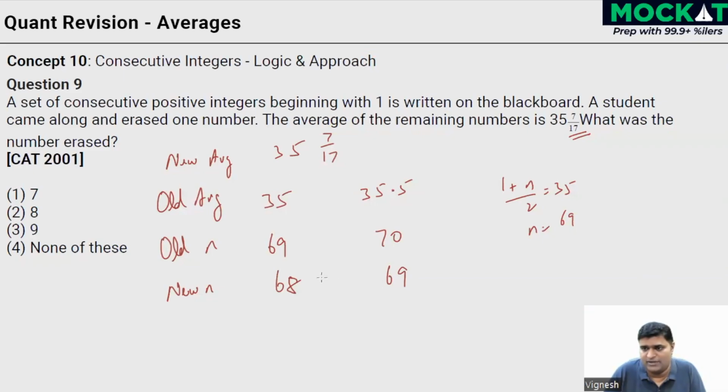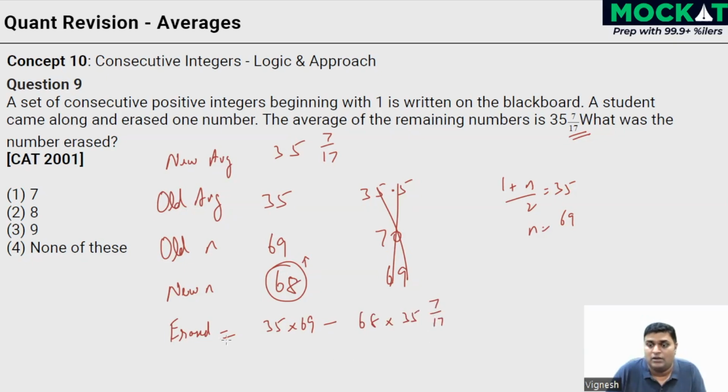Which number of terms over here is a 17 multiple? 68 is a 17 multiple. So this is what is correct. These set of values are correct over here. These I can ignore. I need to find the number erased. So the erased number is nothing but the old total minus the new total. Old total was nothing but 35 into 69, minus the new total, 68 into 35 7/17.